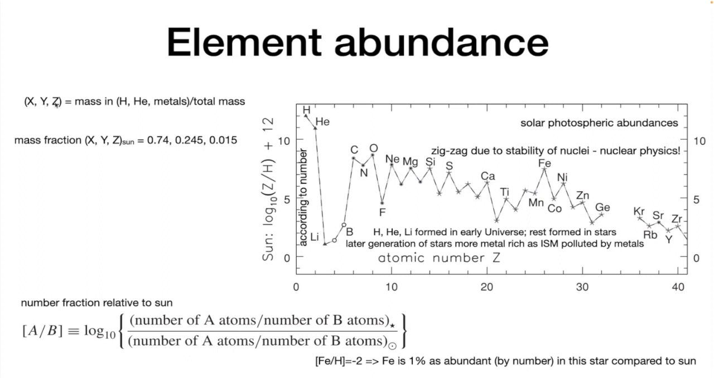In astronomy, everything except hydrogen and helium is known as metals. So Z is the mass of all the other elements divided by the total mass. This is the definition of XYZ. This is very commonly used across all of astronomy, so it's better to just know what these mean. These are the values for XYZ for the sun. The mass fraction in hydrogen for the sun is about 74%, helium is 25%, and 1 to 2% of metals.